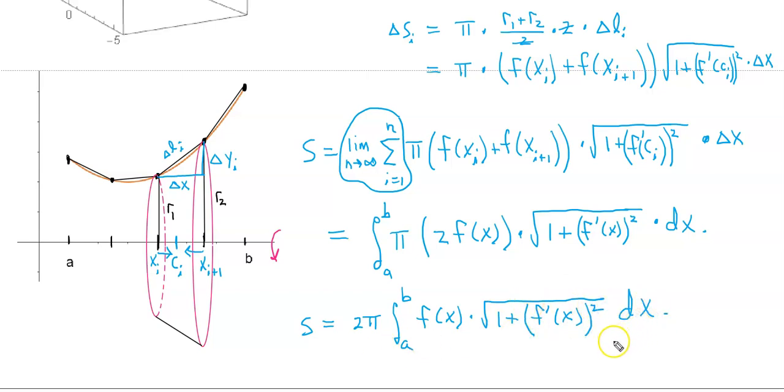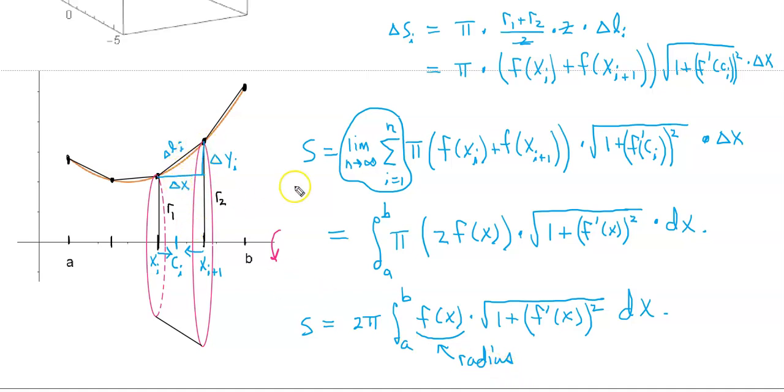And there we go, that's our formula. So it's 2 pi times the definite integral from a to b of f of x times the square root of 1 plus your derivative squared, and that will give you your lateral surface area. Now, there's one important thing to notice here. This f of x right here should be thought of as a radius of a thin frustum formed as we let n go to infinity, or delta x goes to 0.